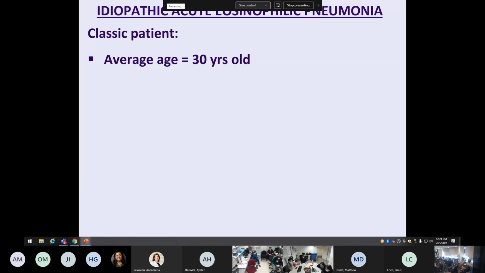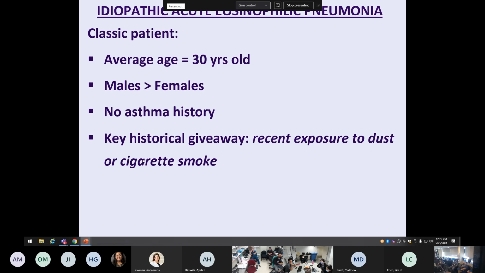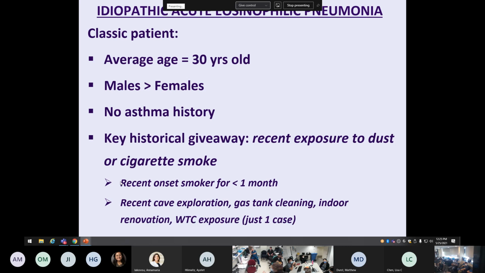So again, the classic patient's average age is about 30. Males greater than females. Again, no asthma history, and that's very important to contrast this with chronic eosinophilic pneumonia. The key historical giveaway is recent exposure to dust or cigarette smoke. For example, recent onset smoker less than 1 month, recent cave exploration, gas tank cleaning, indoor renovation, World Trade Center exposure, and like Dr. Mayo was saying, e-cigarette use.